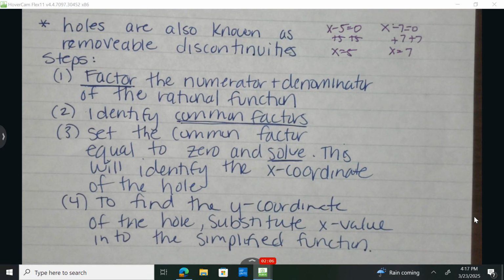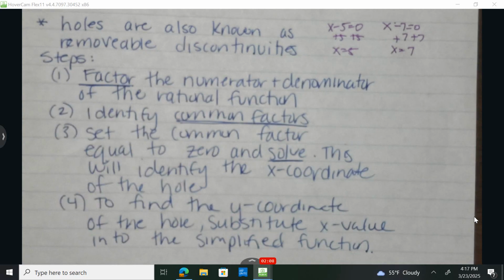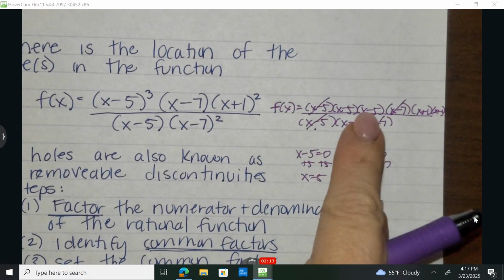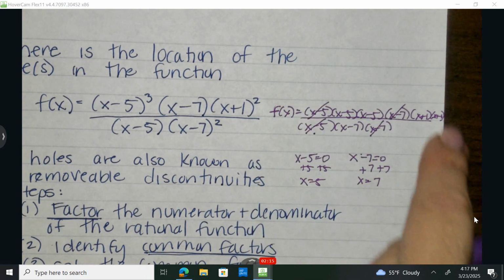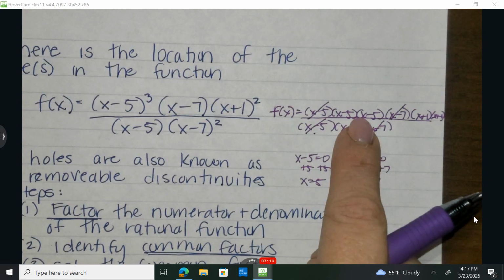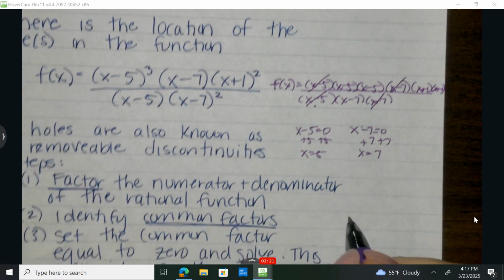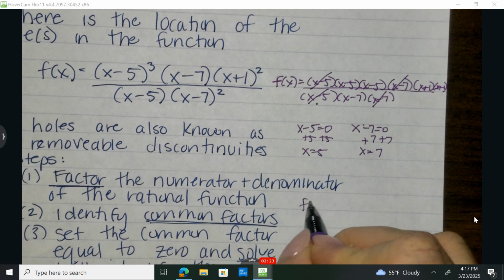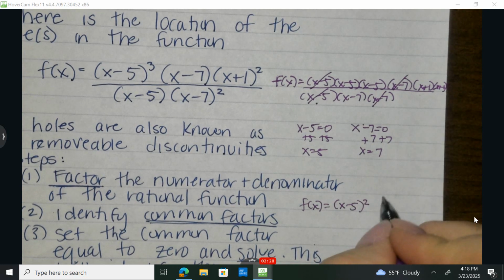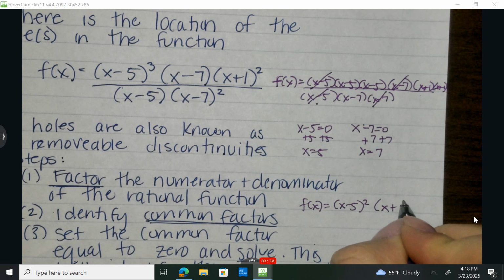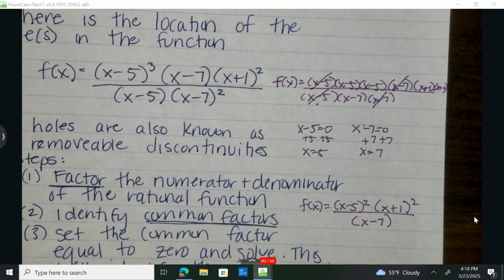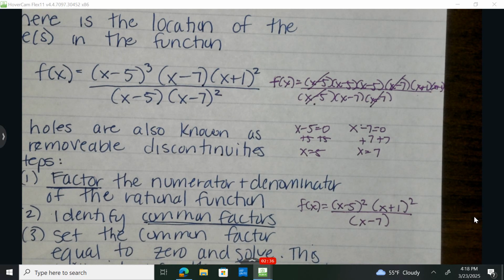Now step 4 is we want to know what the y coordinate is. When we want to figure out the y coordinate, we're going to come up above and write down what my simplified expression is. So notice that in the simplified expression I have two groups of x minus 5. So I think I can do that right off the side here. So this is the simplified expression. There are two groups of x minus 5 and two groups of x plus 1. In the simplified expression, we're left with x minus 7 on the bottom. Okay, this is the simplified expression.